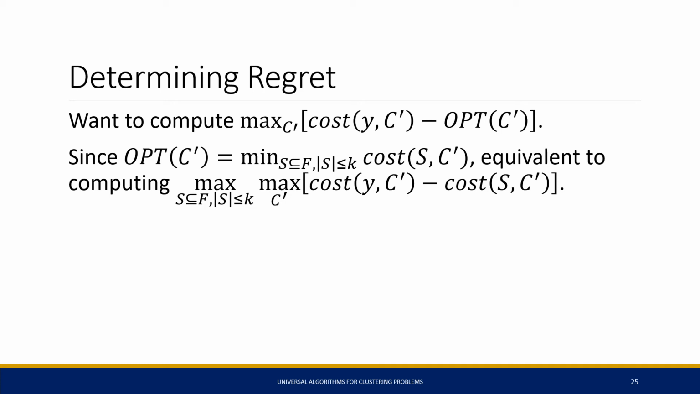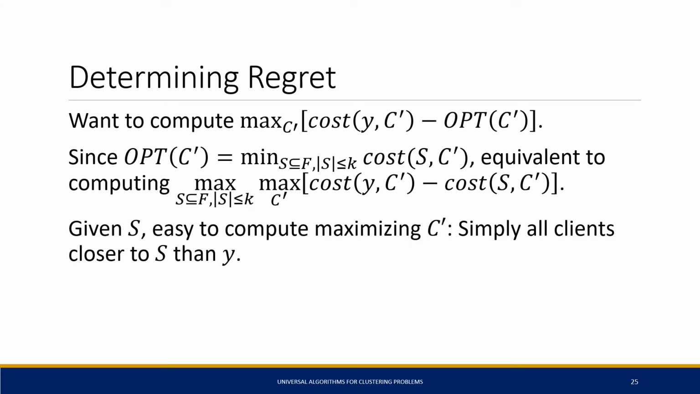And it's useful to rewrite this way, because given S, it's very easy to choose the C prime that maximizes this expression. Effectively, if we want to maximize the difference between the cost of the fractional solution and the solution using facilities S, we should only include a client if it's cheaper for S to cover that client than it is for the fractional solution.